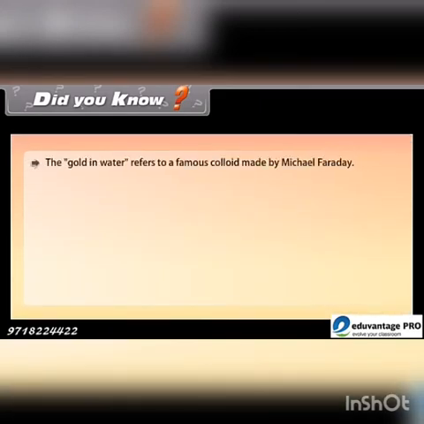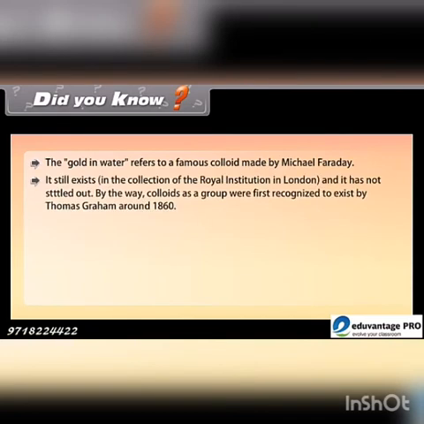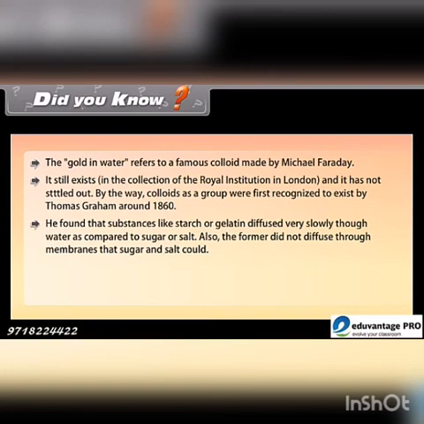Did you know? The gold in water refers to a famous colloid made by Michael Faraday. It still exists in the collection of the Royal Institution in London and it has not settled out. By the way, colloids as a group were first recognized to exist by Thomas Graham around 1860. He found that substances like starch or gelatin diffused very slowly in water as compared to sugar or salt. Also, the former did not diffuse through membranes that sugar and salt could.